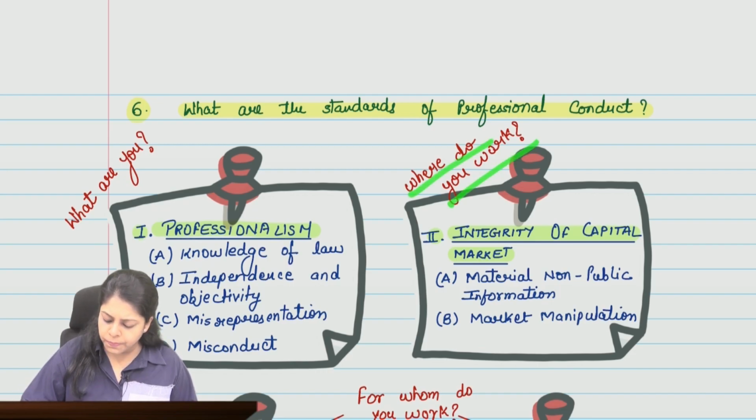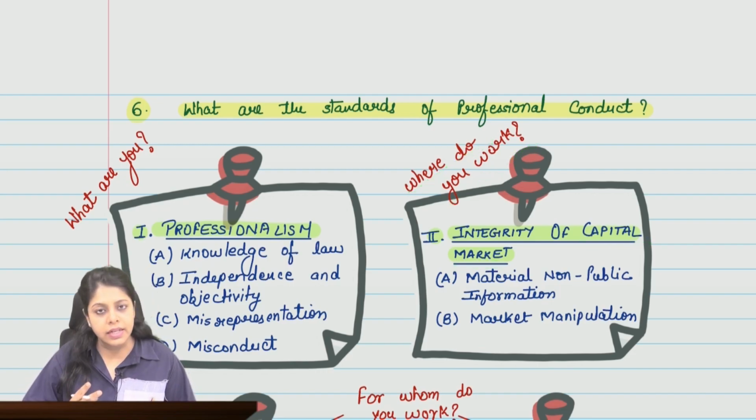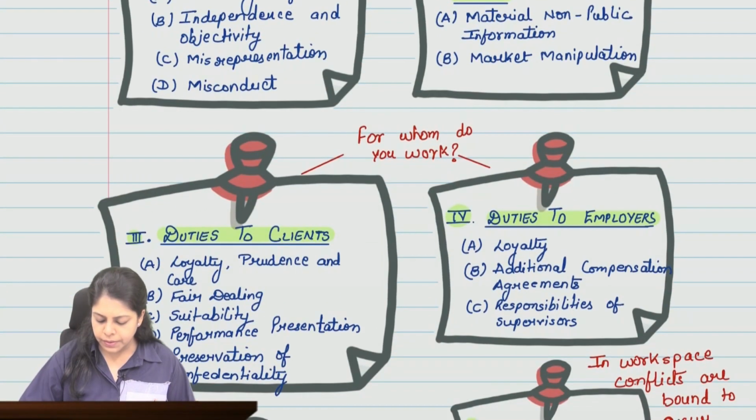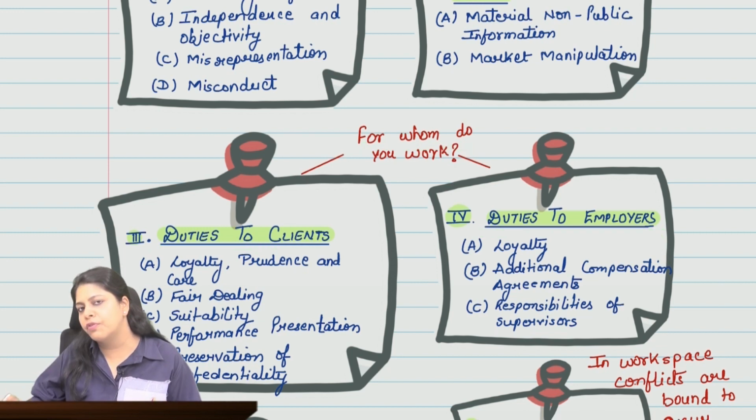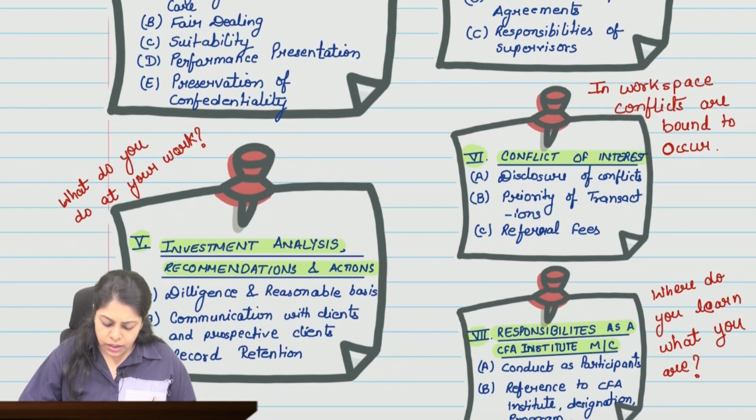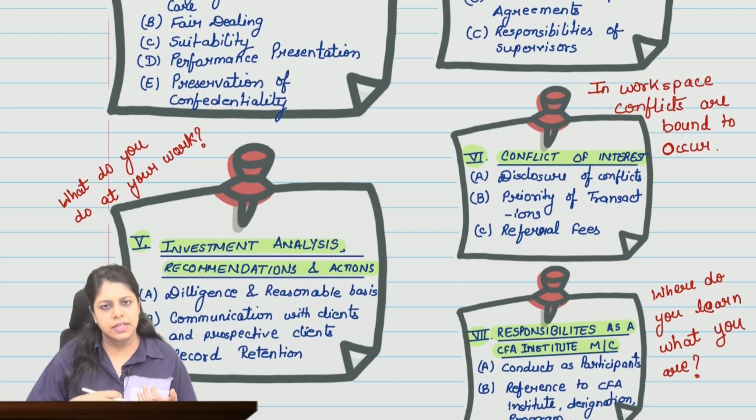Second, where do you work? You work in the capital market. So the second standard is integrity of the capital market. The third and fourth standards are duties to clients and duties to employers. How to remember this? For whom do you work? You work for your clients, you work for your employers. Next is, what do you do at your work? What is your job profile? Investment analysis, recommendations and actions.